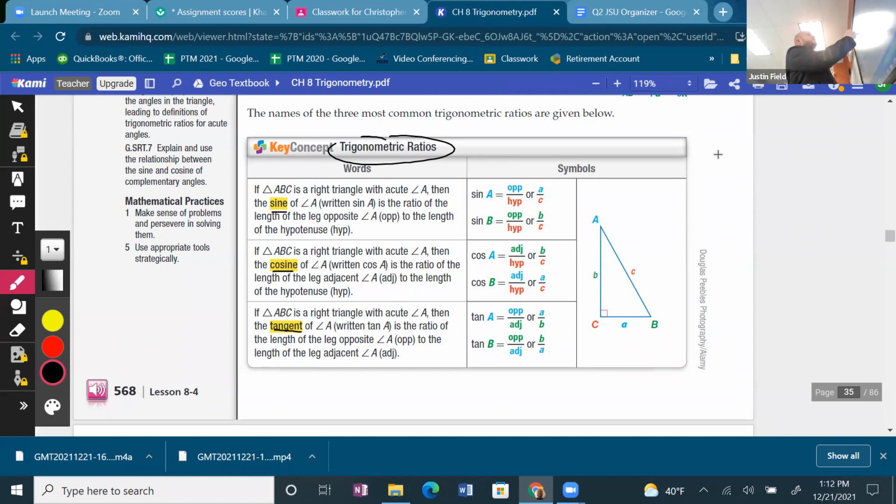Sine is the ratio of the opposite over the hypotenuse. Cosine is the adjacent over the hypotenuse. Tangent is the opposite over the adjacent.